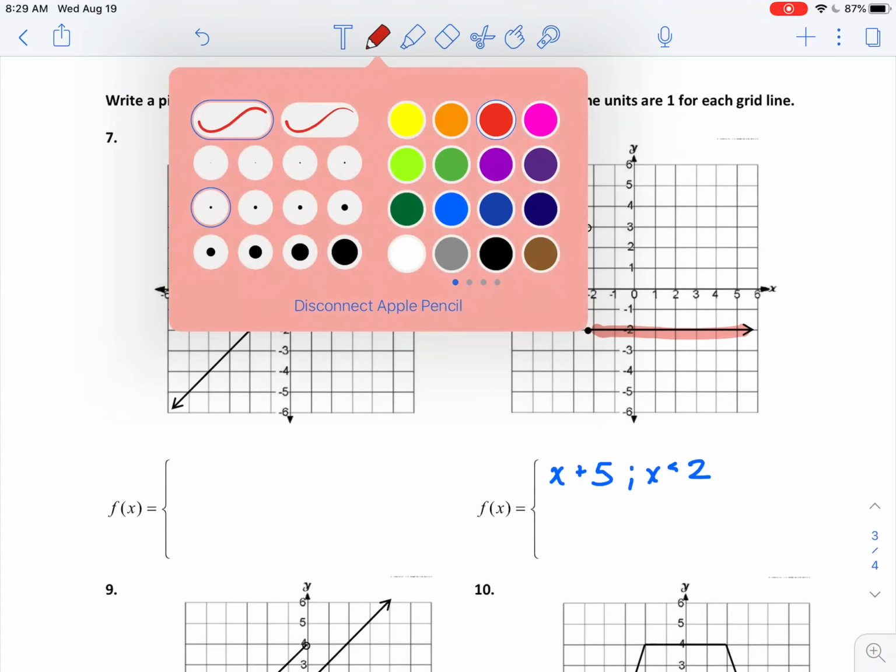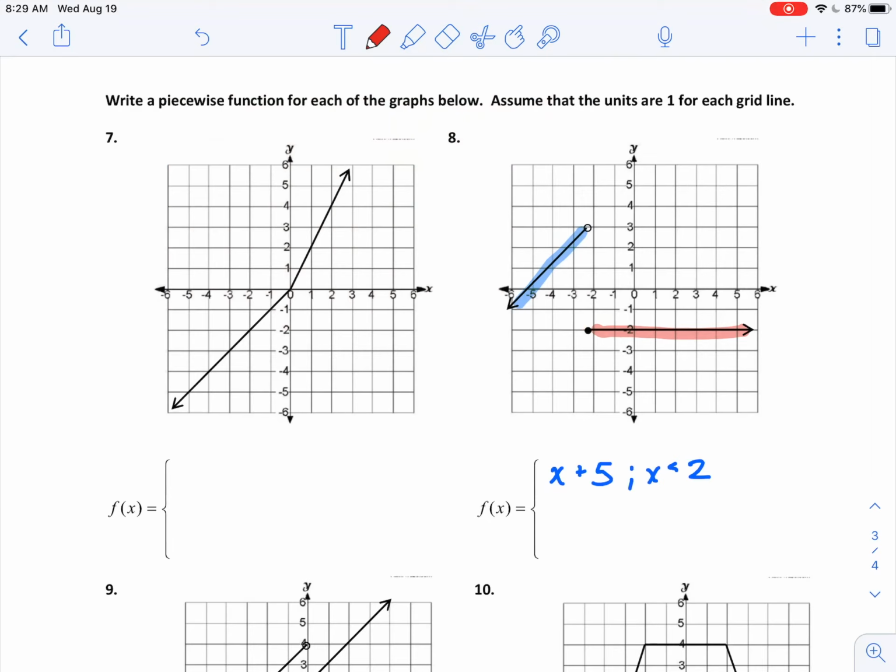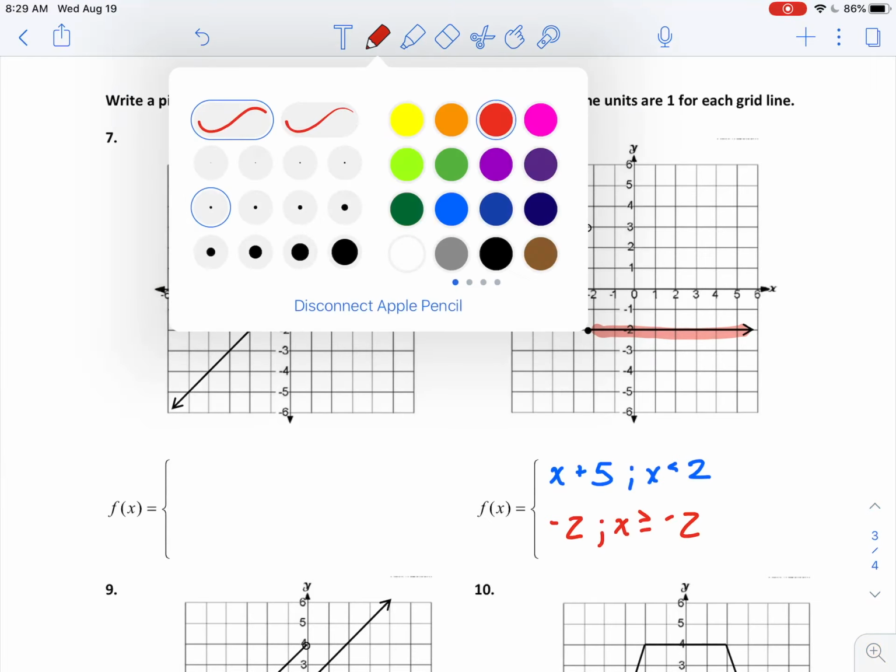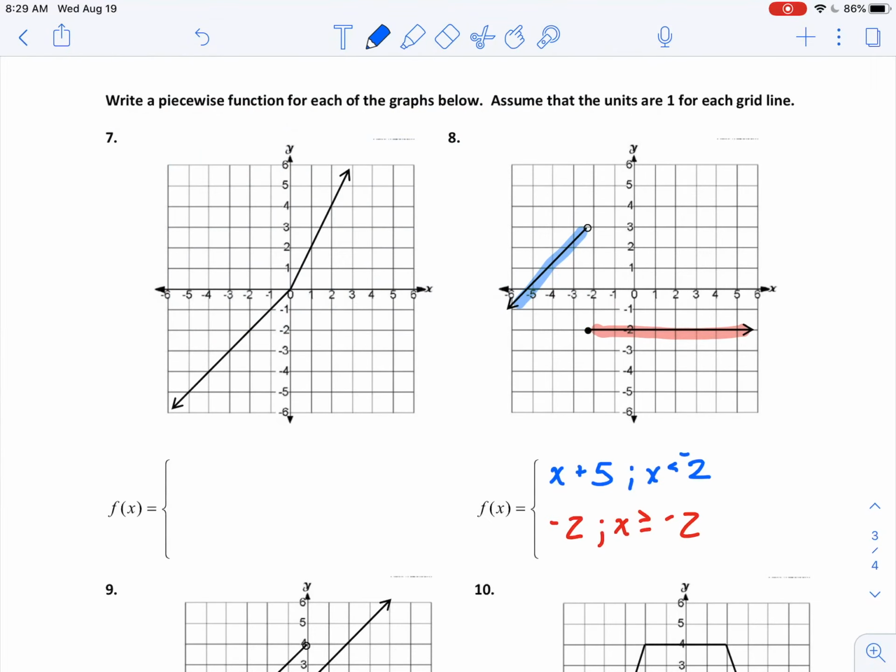For my red portion of the graph, it's a constant function, and that constant is -2. So that's it for the function portion, and it is over the interval, so I'm going to write a semicolon. X is greater than or equal to -2. I put positive 2 on that first part, that first interval. So that first interval should be x is less than negative 2.